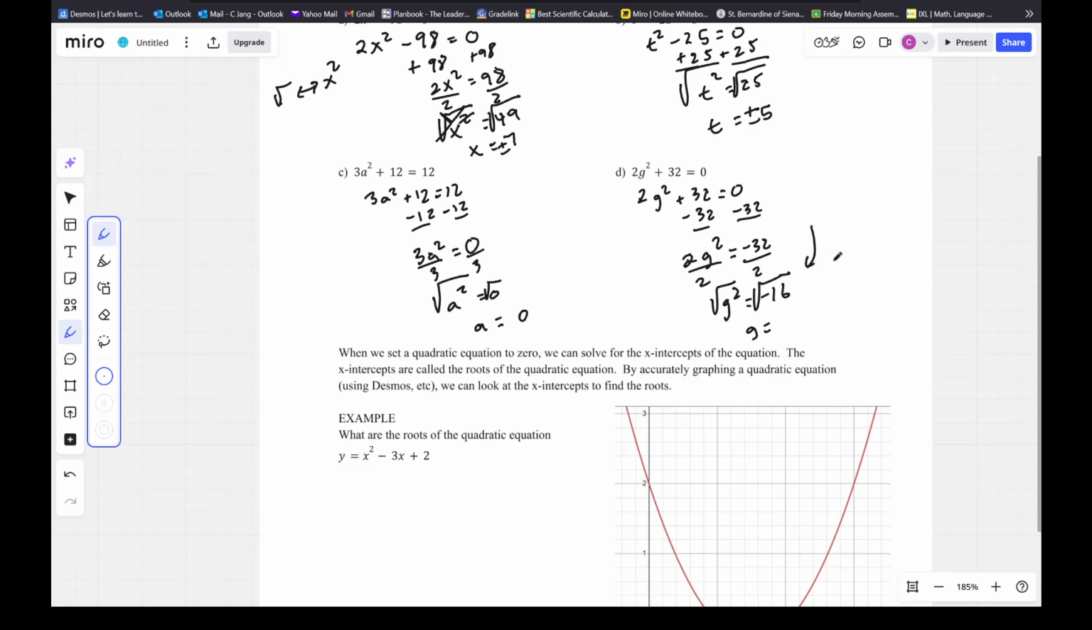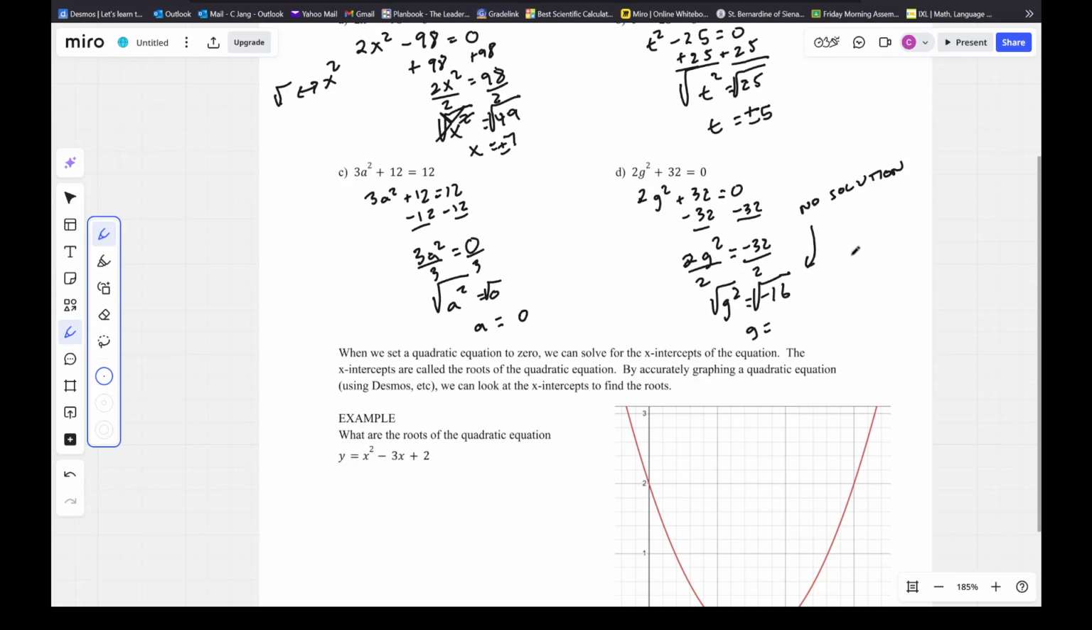Because this is a square of a negative number, it does not exist. There's no solution. You can't have the square root of a negative number. As soon as you get to this part where g squared is equal to negative 16, you know there's not going to be a solution.